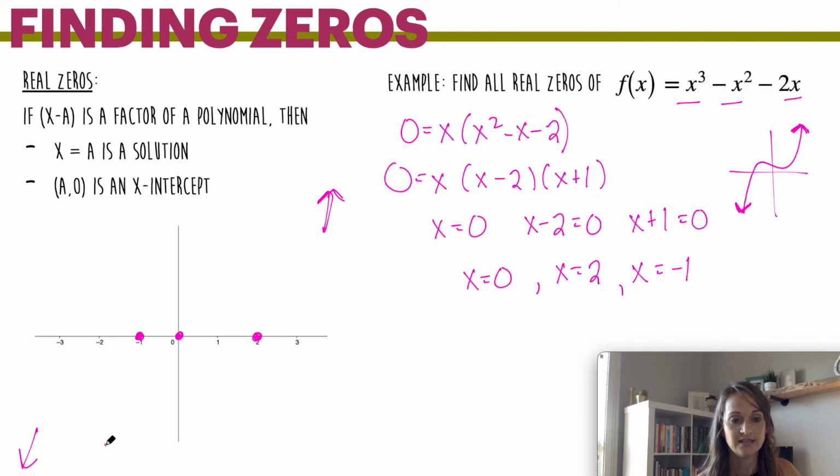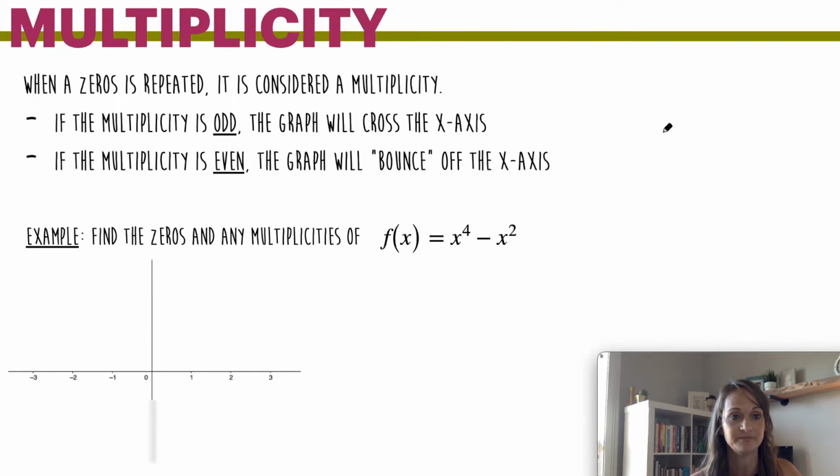So I can sketch the graph. It must go up, down, and back up from this point. We don't know how high up it goes at this turning point. We also don't know how low it goes, but we do know that it's going to continue to go down, and on the right-hand side it's going to go up, and it crosses at these 3 points. And that is how you're able to sketch a graph knowing the zeros.